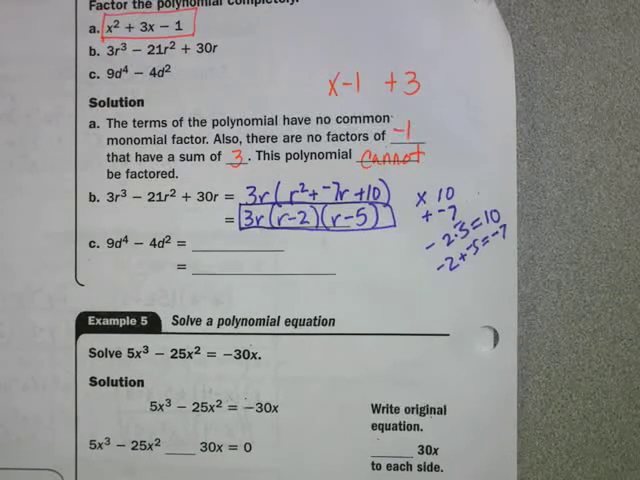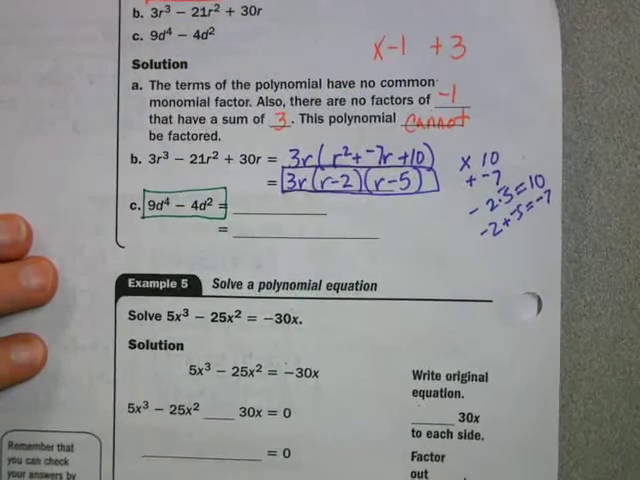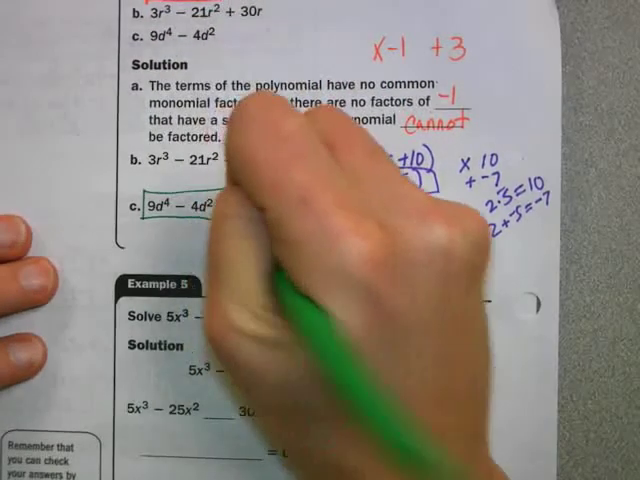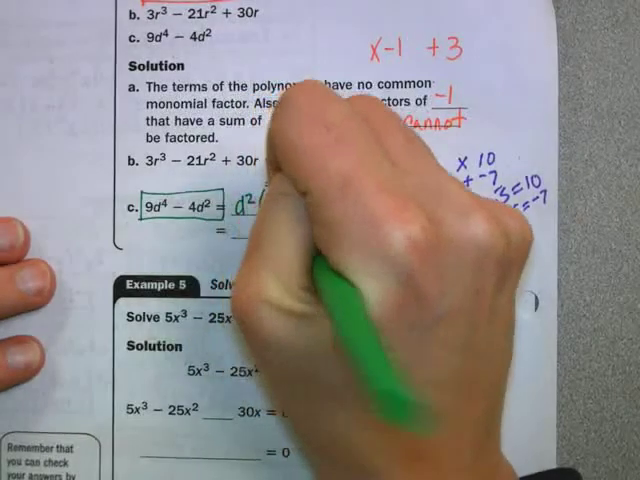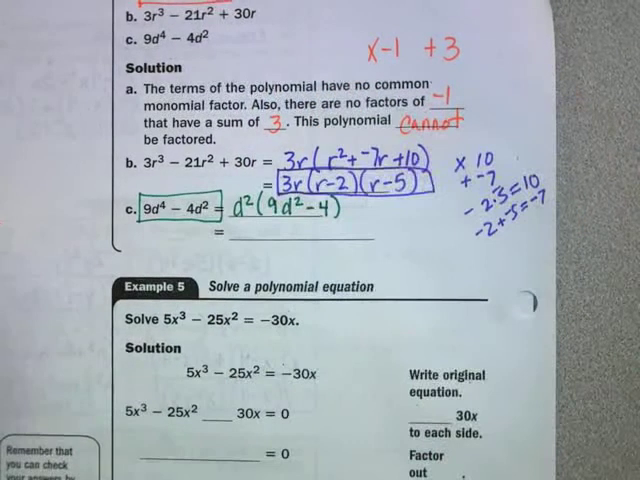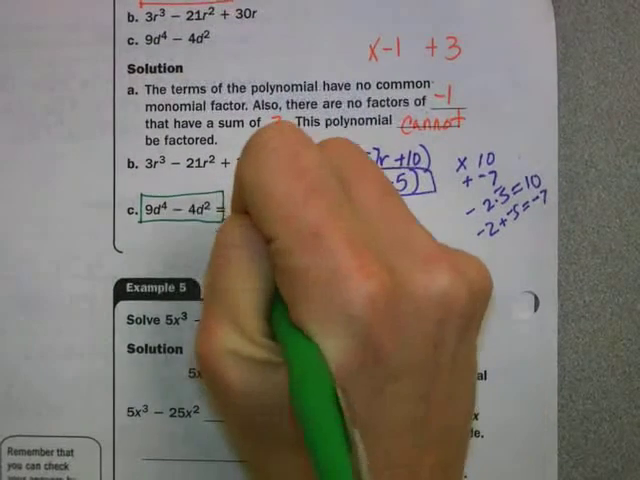C is pretty interesting. What do you do first? You look for a greatest common factor. I have one. It's d squared. So the d squared comes out, and what's left? 9d squared minus 4. Now that can also be factored. The d squared comes out, but this is 9-7.